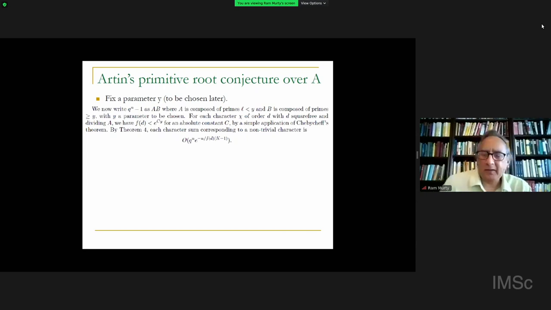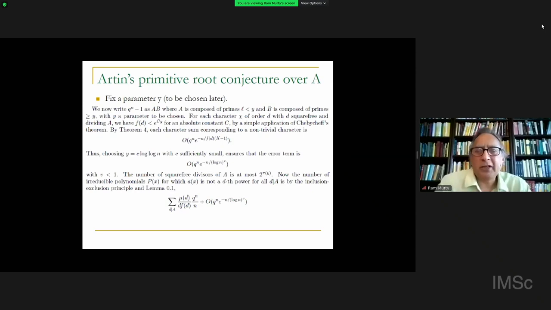And by our theorem, each character sum that corresponds to a non-trivial character is O of q to the n e to the minus n over f of d times k minus 1. And then choosing y to be very small, you can control the error. And so the final crux of the matter is the number of irreducible polynomials for which a of x is not a dth power for all d dividing capital A is, by the inclusion-exclusion principle, given by the sum.